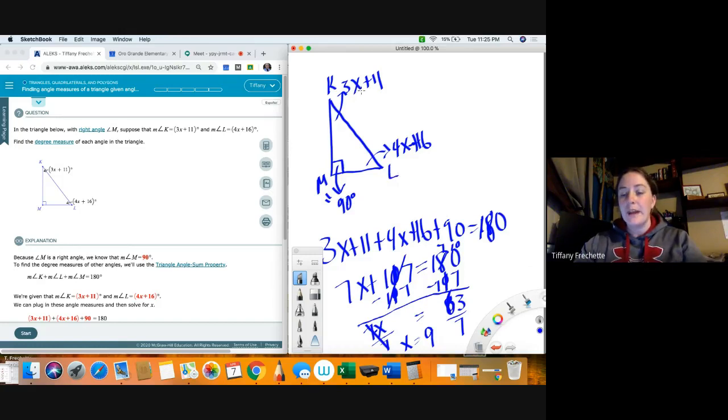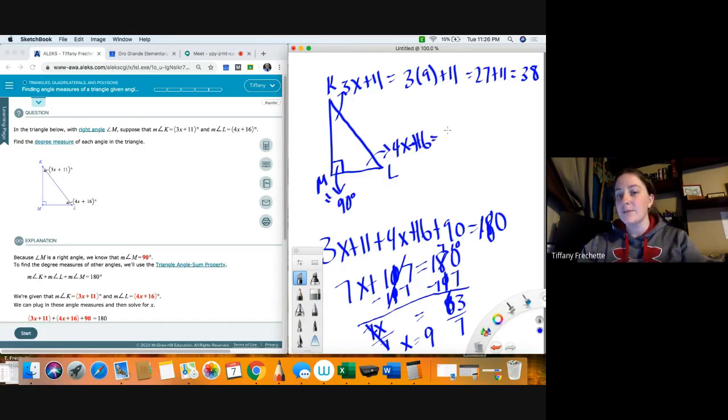So if we know what x is, 9, we just found that, we're just going to plug it in. So this is going to equal 3 times 9 plus 11. So we're going to have 27 plus 11. So we're going to get 38. So we know K equals 38.